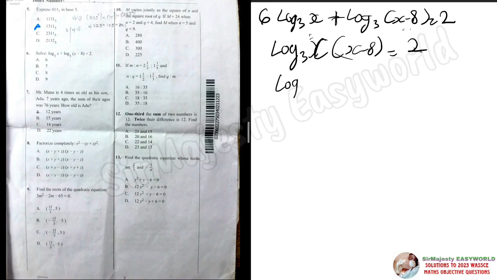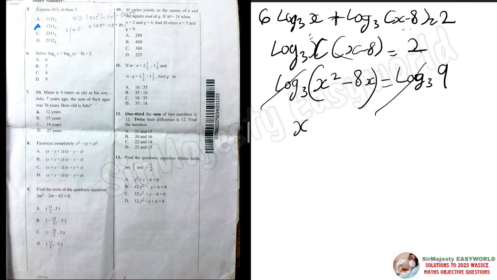So this will be log base 3. So I'm going to multiply x by what is in the bracket. That's x squared. x multiplied by minus 8 is minus 8x, is equal to log base 3 of 9. So this is still in brackets. So this log base 3 will cancel this log base 3 here. Equating both sides, x squared minus 8x is equal to 9. Bring this 9 here to make this a quadratic equation.